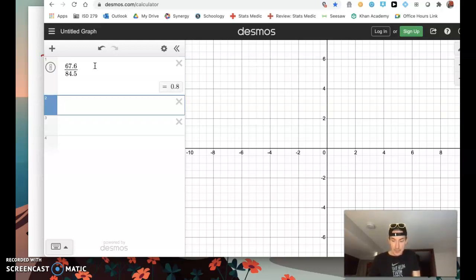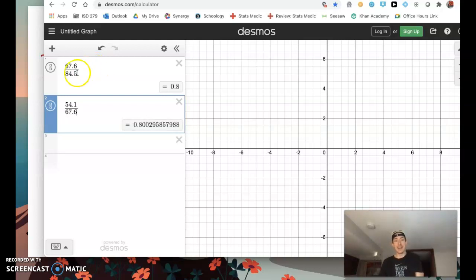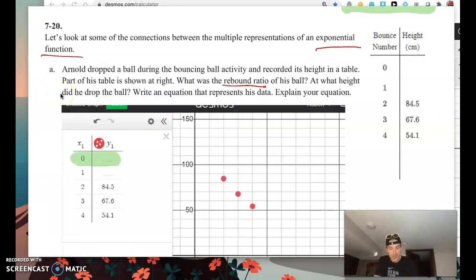And I'll check the next one. The next one was 54.1, and I'm dividing it by the previous one, the 67.6, and it should be 80%. Now, it's not exactly, and that's likely because there's some rounding going on. And that means that my rebound ratio is 80%. And I'm just going to make a little note there. My rebound ratio is 80% or 0.8.